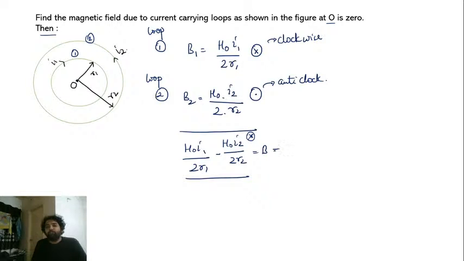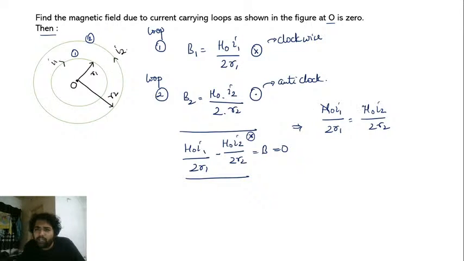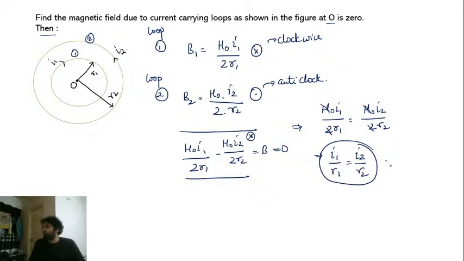All right. So if this is equal to 0, which implies mu naught I1 by 2 R1 is equal to mu naught I2 by 2 R2. So this is the advantage of leaving mu naughts and everything in a simple method, because it will all cancel out. You will get I1 by R1 will be equal to I2 by R2. So this is it, guys.